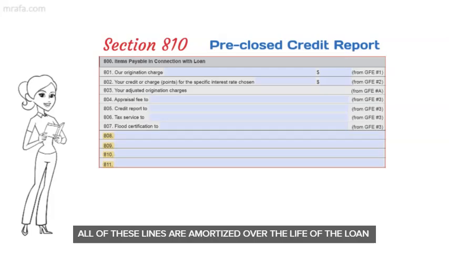For this example, Section 807 was the flood certification, and 806 is tax service. But you have to just read the description in each section, so you can understand what fees you're paying. And all these fees, you have to amortize over the life of the loan.